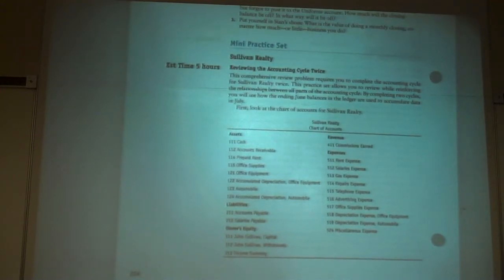The working papers, they go from, I don't know, 165 to 185 of post-closing trial balance. So there's a lot of pages that go with that. I don't know how many are there.